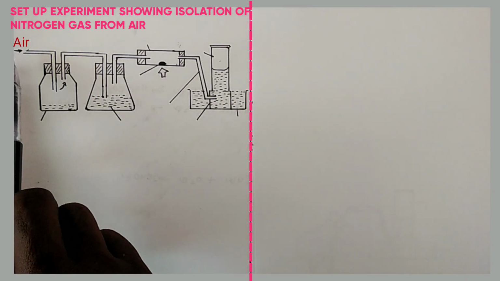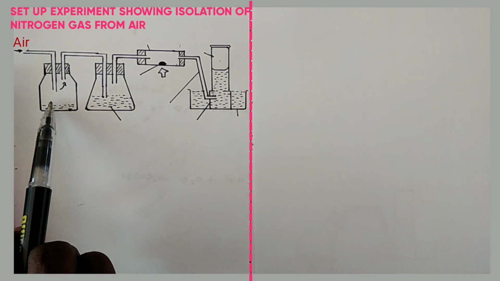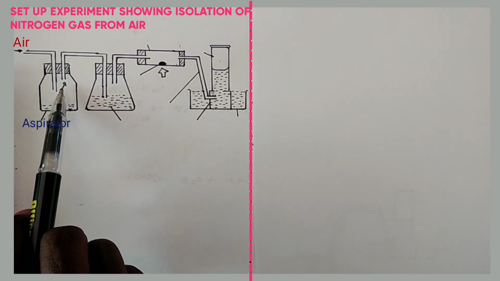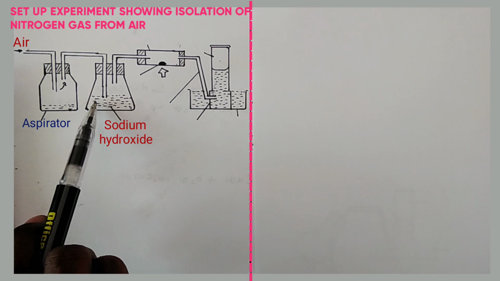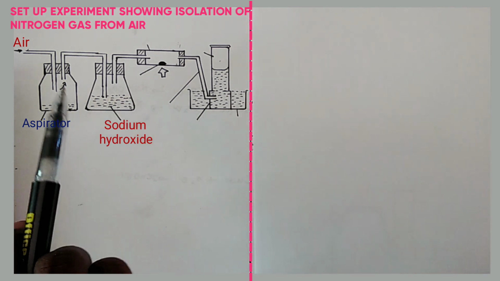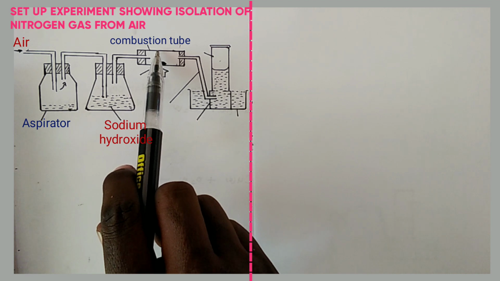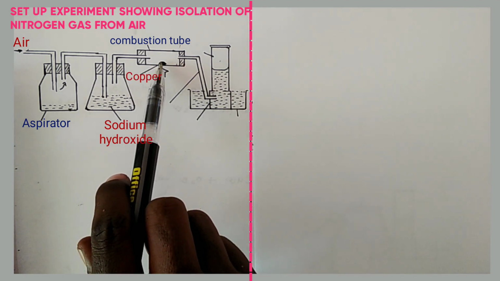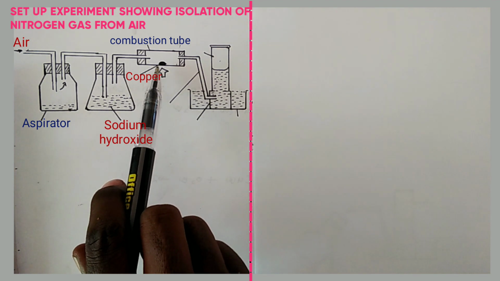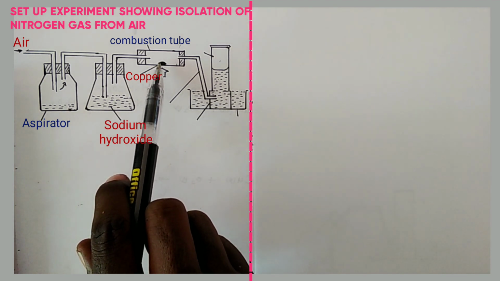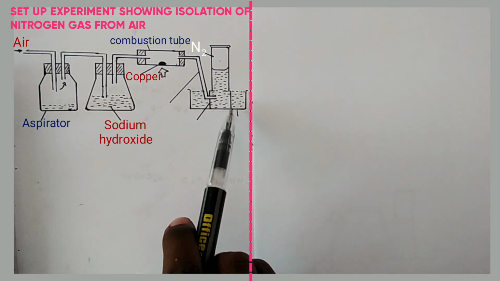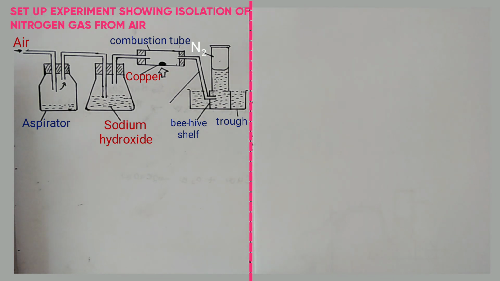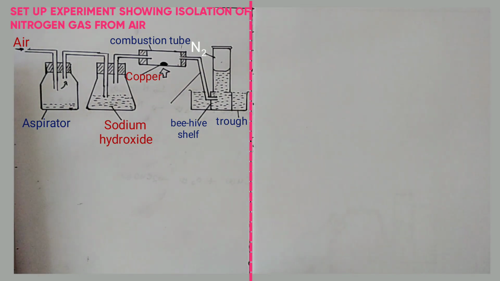Now air enters through this part here. It comes into the aspirator. The aspirator contains air. Air is displaced out here, and then it's passed through concentrated sodium hydroxide, which absorbs carbon dioxide. Then the remaining air is passed to the combustion tube. This is the combustion tube here. It contains heated copper turnings, which react with oxygen in air to form copper oxide. The remaining air, which is mainly nitrogen, is collected by the over water method here. So this is a beehive shelf trough, and that's nitrogen gas collected there. Points to note: the role of the tap water is to displace air into the aspirator.